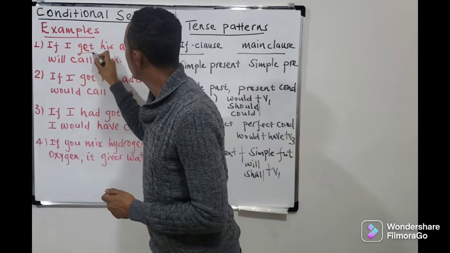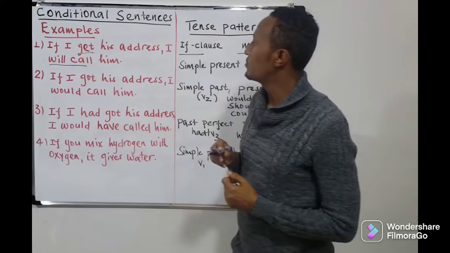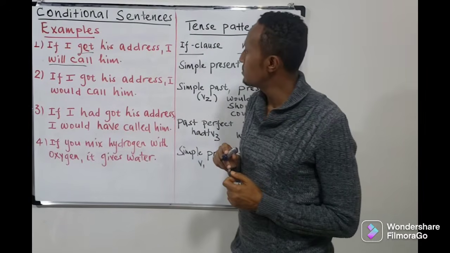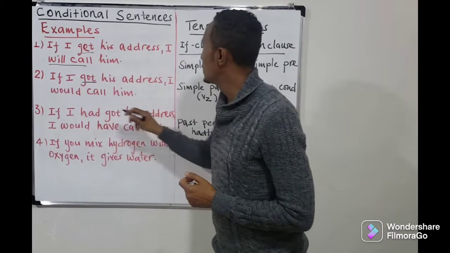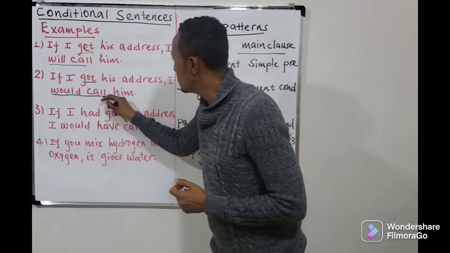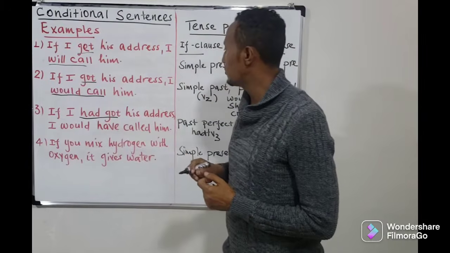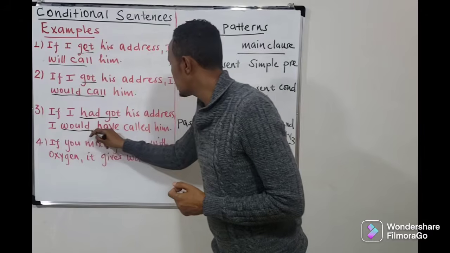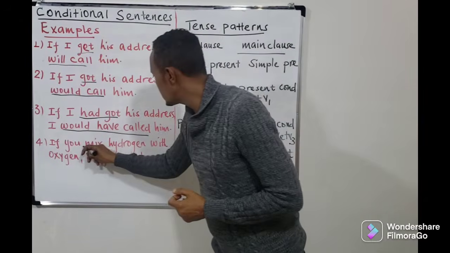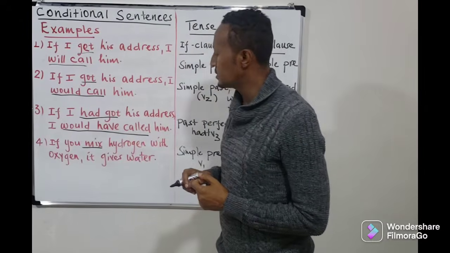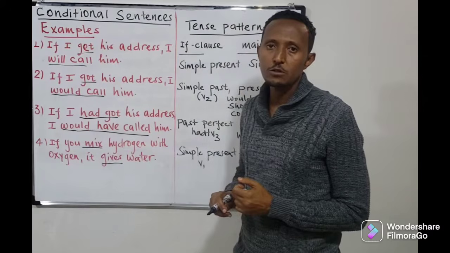Here we have get in the first case, will call in the main clause. In the second case, we have got in the if clause and would call in the main clause. Here we have had got in the if clause, would plus have plus verb 3 in the main clause. Here is a mix, that means verb 1 in the if clause and verb 1 still in the main clause.